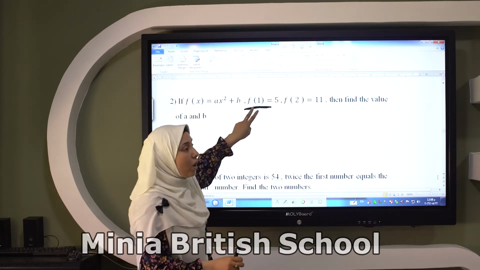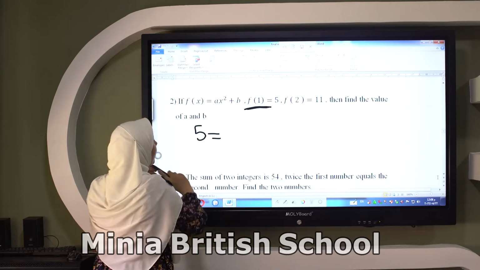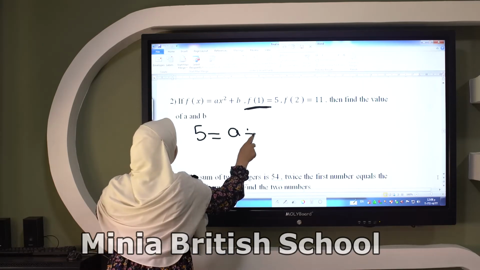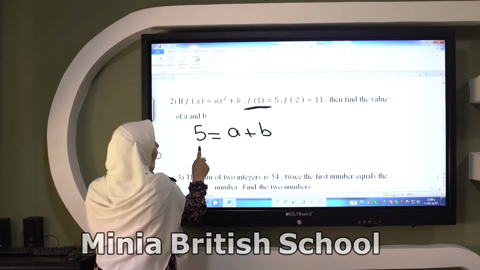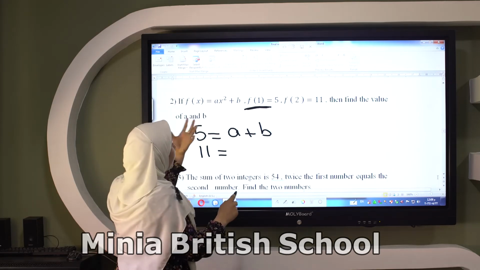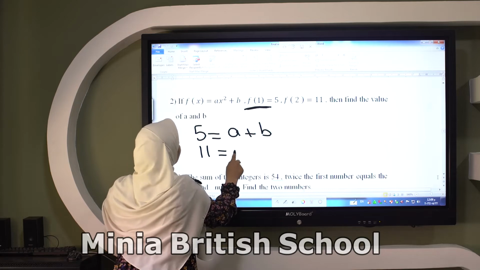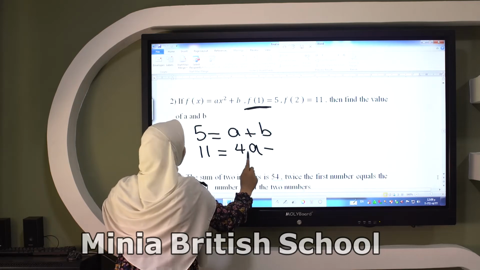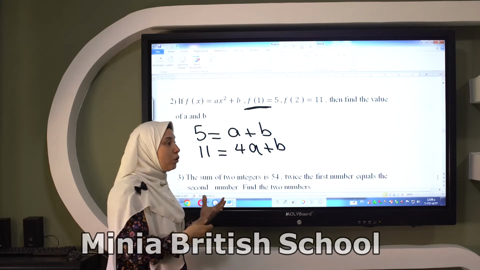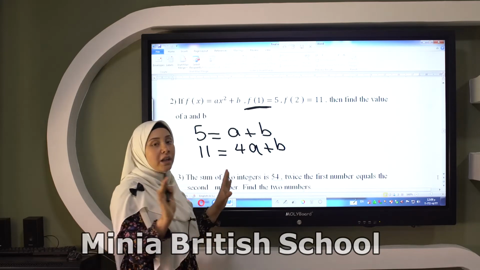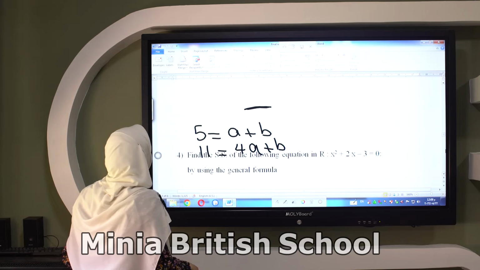If x equals 1, we get y equals 5. So 5 equals a plus b. This is the first equation. And the second equation, 11 equals 4a plus b. Then you can solve the two equations by any method. Okay. Number 3.